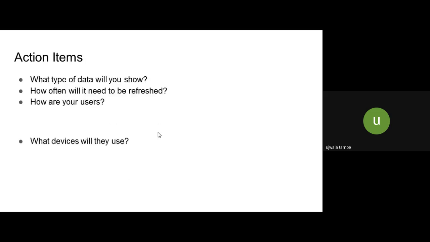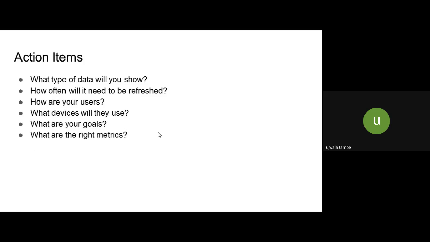So in the previous lecture, we learned about the different kinds of action items, in which we learned what things we have to do first before creating any dashboard. Like first, we should know what type of data we are working on. Then we have to find out how often that data will be refreshed. Okay, what are the requirements of your users, what kind of devices are used by your users, what are the goals and what are the metrics.